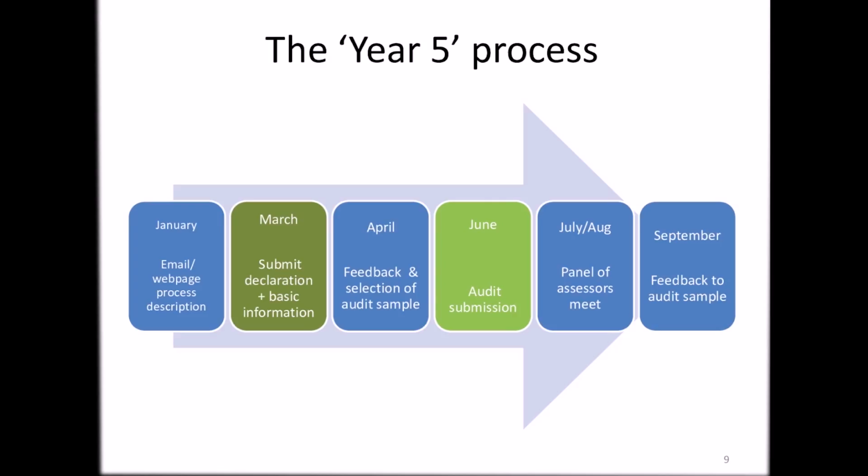We may vary the percentage selected for audit, and in previous years we have been selecting somewhere between 10 and 15%. Those selected for audit will be notified in April and will be required to make their audit submission in June. The panel of assessors will meet over the summer and provide feedback by early September. So let me say a little bit more about risk-based sampling.